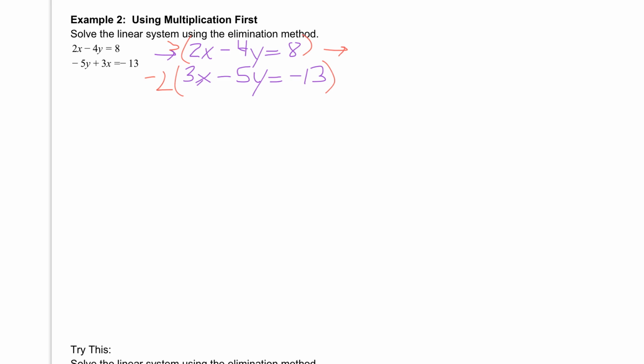So if I take the 3 on the top and multiply it through, I get 3 times 2x, which is 6x. And then I have 3 times negative 4y, which is negative 12y. And then I have 3 times 8, which will give me 24. And then if I multiply through on the bottom, negative 2 times 3x is negative 6x. Negative 2 times negative 5 is a positive 10y.